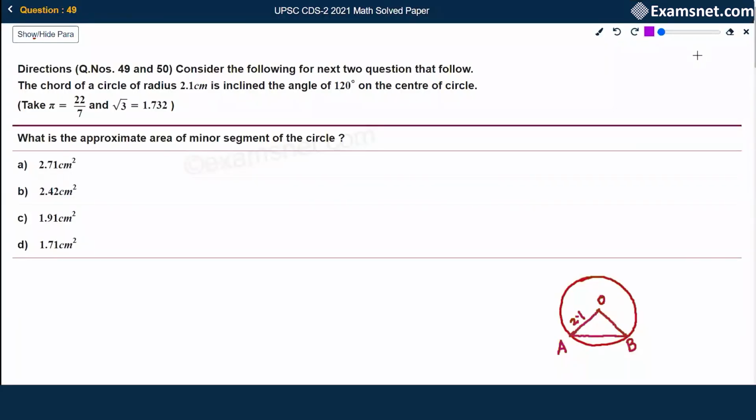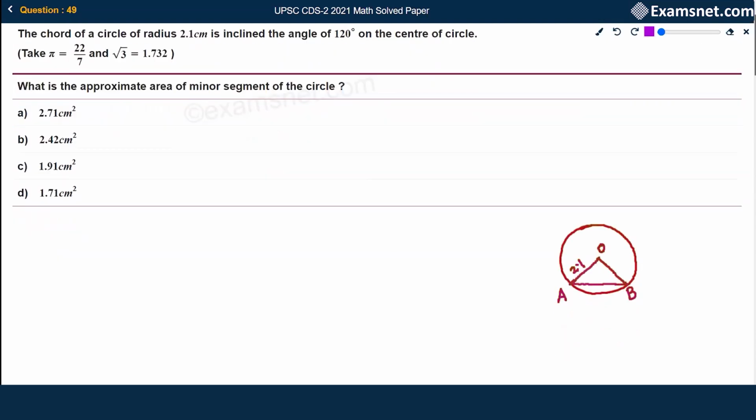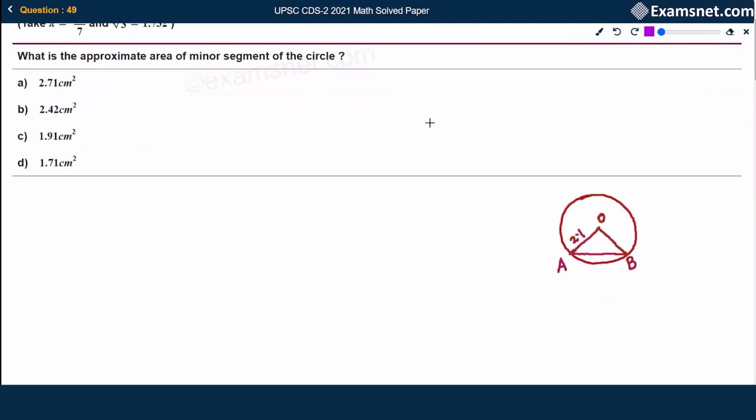Also, it is given the value of pi 22/7 and √3 1.732. What is the approximate area of the minor segment of the circle? So what is a minor segment? If I draw a circle and here AB is a chord.